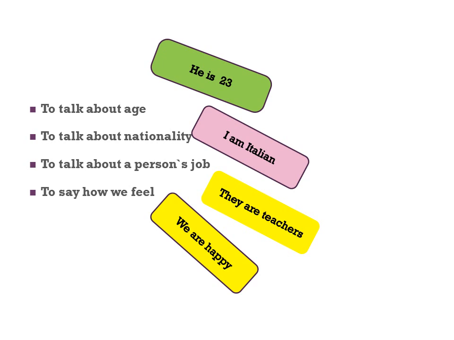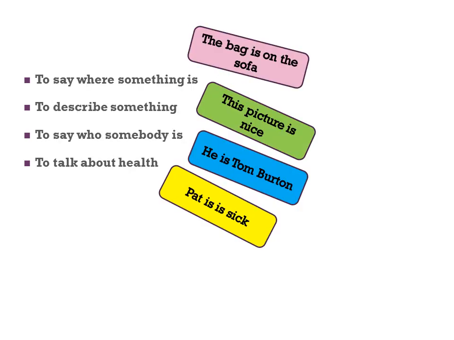For example, he is 23. To talk about nationality, I am Italian, or I am Moroccan, or I'm Moroccan, okay? Short form, full form. To talk about a person's job, they are teachers. For example, to say how we feel, we are happy. To say where something is, the bag is on the sofa. To describe something, this picture is nice. This girl is beautiful. Alright?